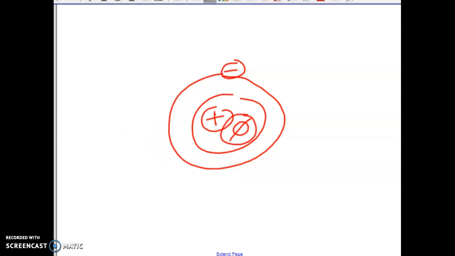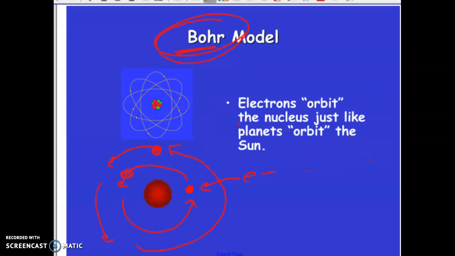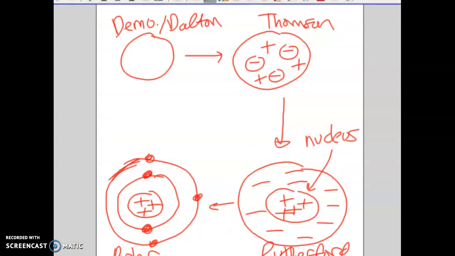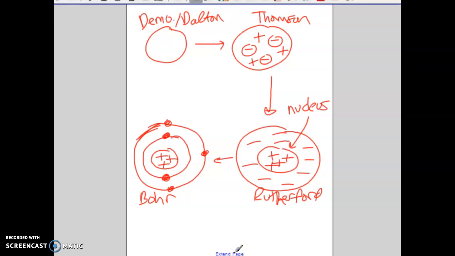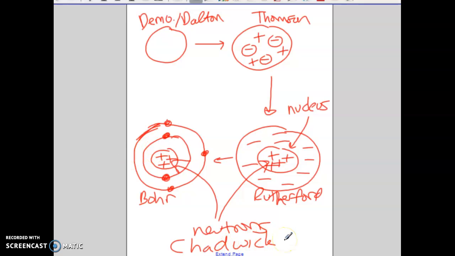Okay, so that's essentially it for the atom. We're going to go into more detail of how to draw these later on. But those are our diagrams here. Chadwick doesn't have his own picture, but basically Chadwick contributed by adding neutrons. So that was Chadwick. Neutrons were added into the atom.